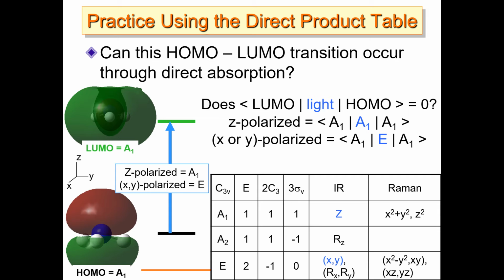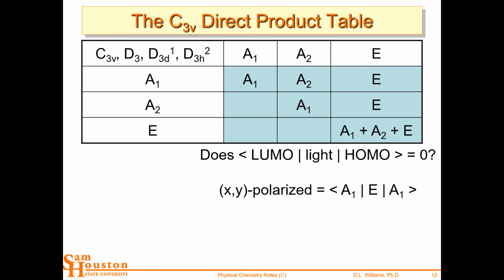And so the symmetry of the occupied orbital is A1. The symmetry of light is A1 if we have Z polarized light. And the symmetry of the LUMO is A1. So that looks pretty good because I've got A1 times A1 and A1 times A1. So everything's even, everything's top row. That one's going to be allowed. But this one, we don't know. We'll have to use the direct product tables for that. So let's go through these.